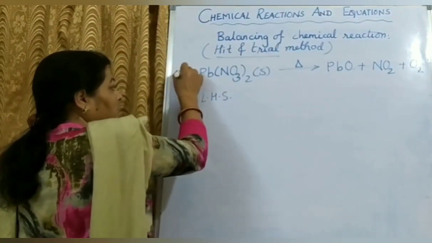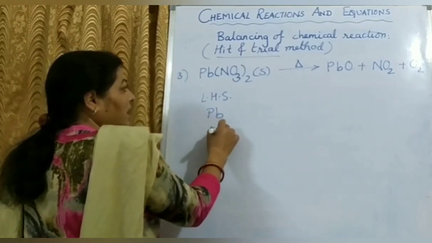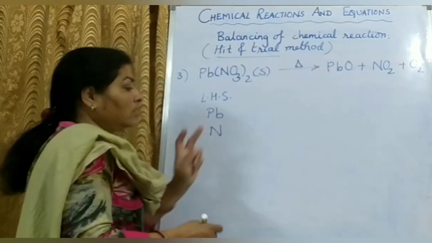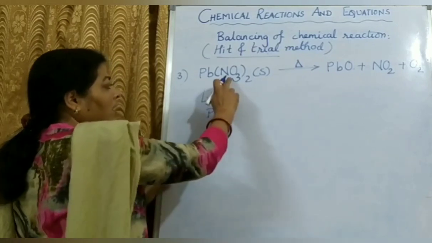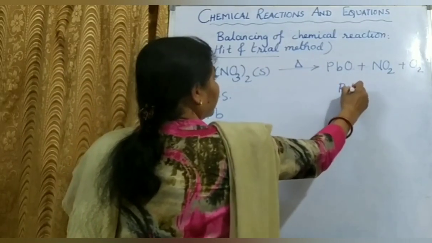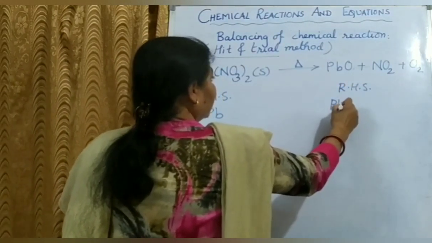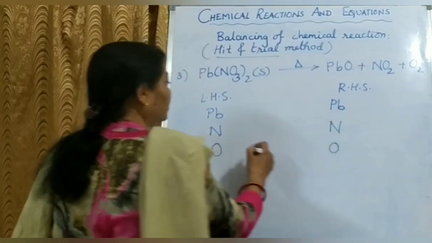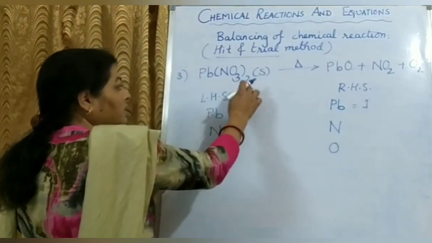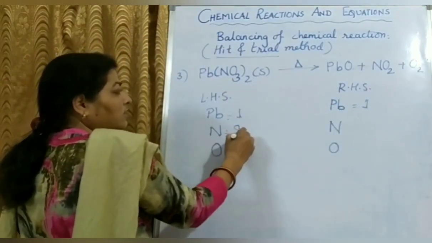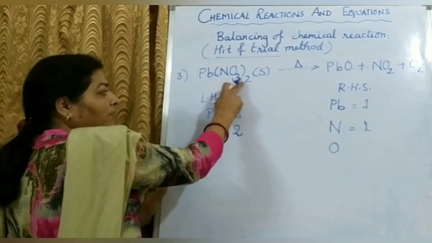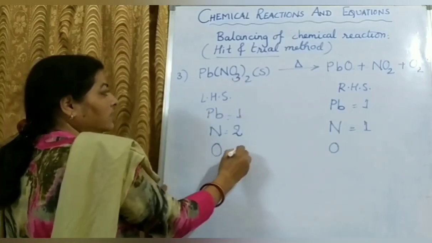LHS, it is Pb, it is N. Now we cannot write NO3 as a single species because NO3 changes into NO2 over here, so you have to take care of that. Oxygen, and on the RHS side we have Pb, nitrogen, and oxygen. This side Pb is 1, this side also it is 1. This side nitrogen is 2, outside the bracket is 2. This side nitrogen is 1. This side oxygen is 3 multiplied by 2. This gets multiplied, so it is 6.